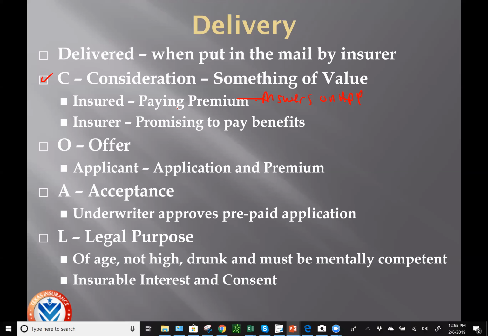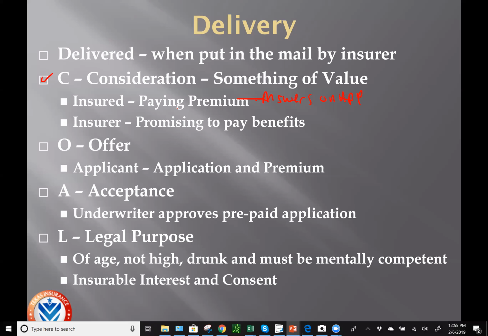Next, we have legal purpose. Once you get licensed, please do not go out and write up policies on people that are underage, high, drunk, not mentally competent to understand the contract, or all the above. Okay, they must be of age, not high, not drunk, and they must be mentally competent to understand the contract, or it might not be considered legal in a court of law.